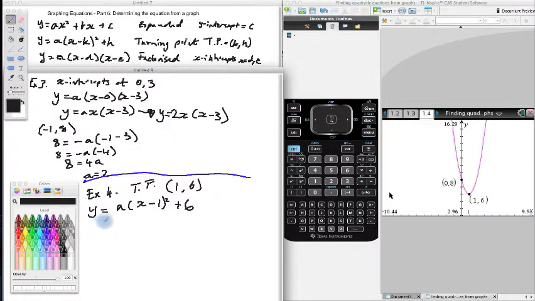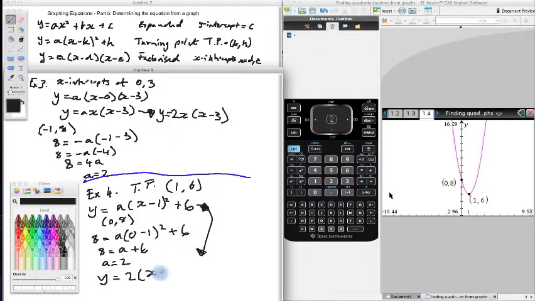Okay, now we're ready to use our extra piece of information, this point (0, 8). So when x is 0, y is 8. 8 equals a(0 minus 1) squared plus 6. So minus 1 times minus 1 is 1, so we've got 8 equals a plus 6. So a must be 2. And our final equation from this step here, I'll write it at the bottom though. We have y equals 2(x minus 1) squared plus 6.